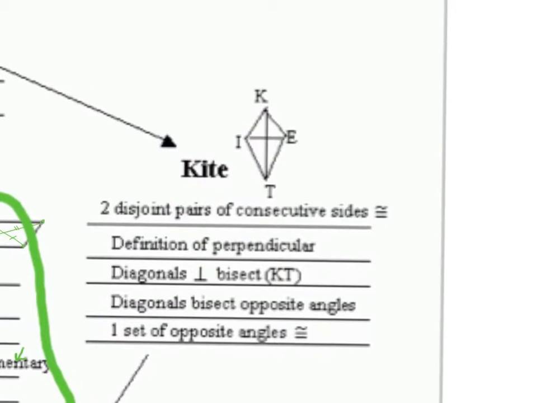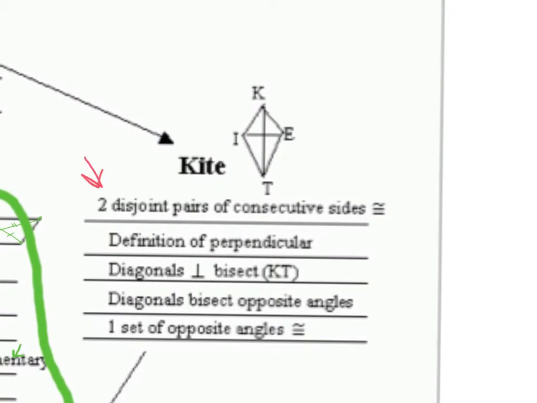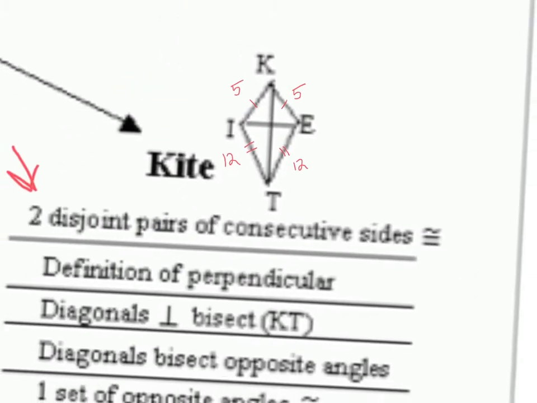This first property says two disjoint pairs of consecutive congruent sides. It's fancy language for sides right next to each other are congruent. Okay, so like say this one is 5 and this is 5. Could be 12 and this could be 12. Two sides right next to each other are going to be congruent. That's what that first one means.